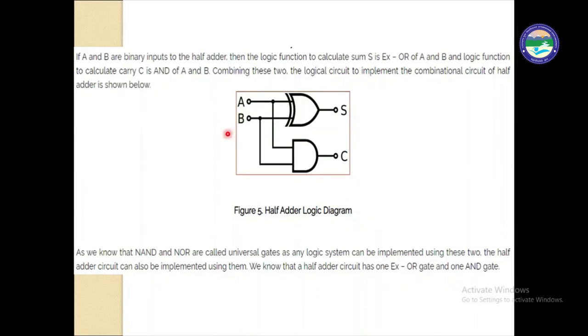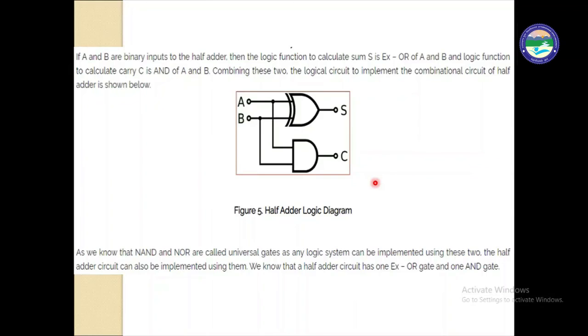So this is the half adder logic diagram. We have two binary numbers A and B, and this is the whole half adder. The sum expression is given by an XOR gate, and the carry operation is given by an AND gate, and combining these two gives the total half adder. This is the input A, this is the input B, the sum operation will be given as A B bar plus B A bar. And the carry operation is the output of an AND gate, so it will give us AB. So by using an AND gate and an XOR gate, we can construct a half adder.